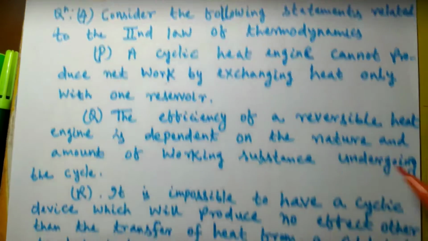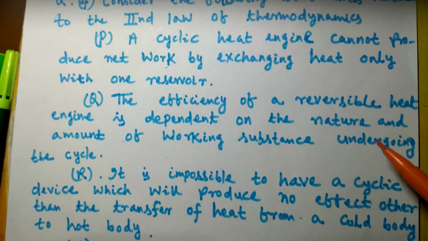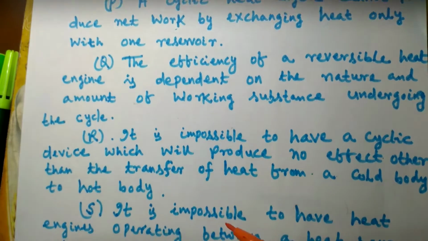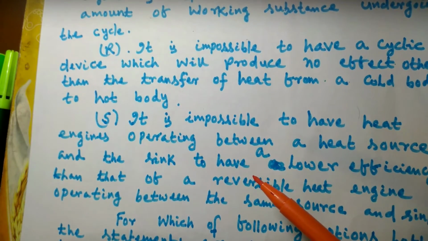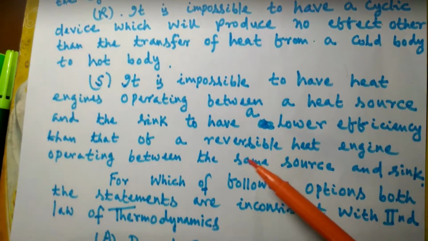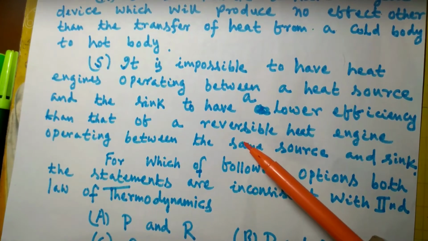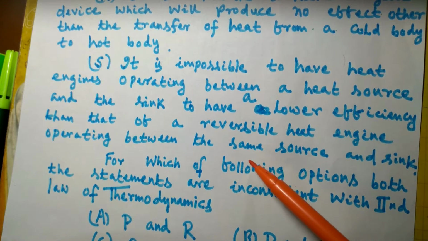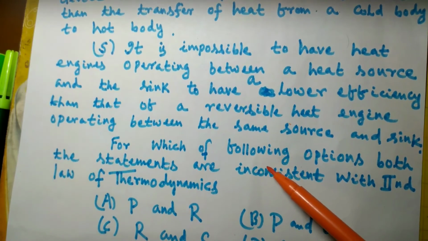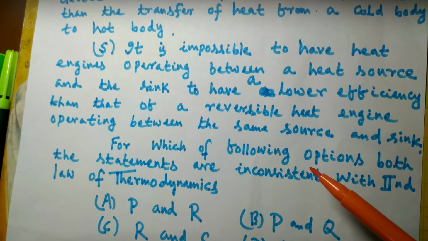And the second statement is the efficiency of a reversible heat engine is dependent on the nature and amount of working substance undergoing the cycle. And statement R is it is impossible to have a cyclic device which will produce no effect other than the transfer of heat from a cold body to hot body. Then statement S is it is impossible to have heat engines operating between a heat source and the sink to have a lower efficiency than that of reversible heat engine operating between the same source and sink. For which of the following options are both these statements inconsistent with the second law of thermodynamics?